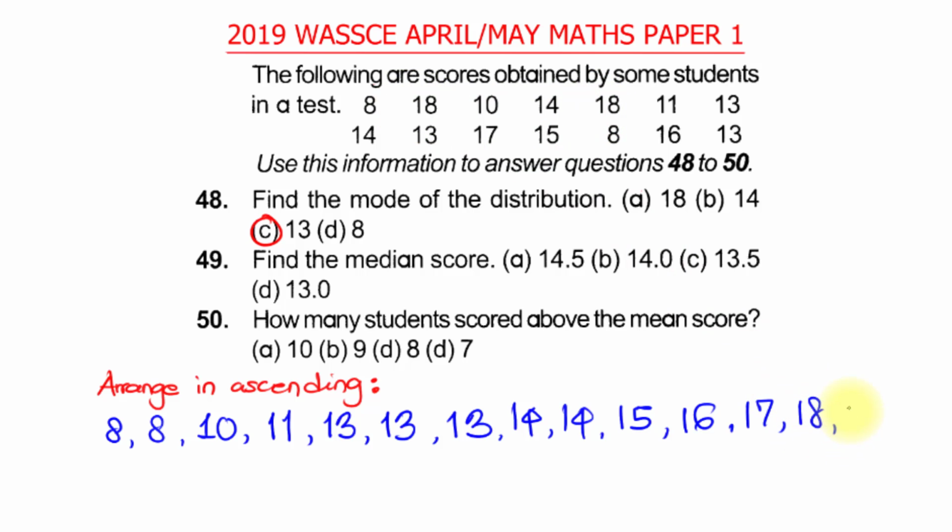So 18, 18. Now, just to confirm that we're on the right track, we need to confirm with the total data entries that we have. We have 1, 2, 3, 4, 5, 6, 7, 8, 9, 10, 11, 12, 13, 14. So this should also amount to 14. 1, 2, 3, 4, 5, 6, 7, 8, 9, 10, 11, 12, 13, 14. So we're on the right track. I didn't make any mistake. But then to find the median, since this is a set of values whose total number of entries is even.